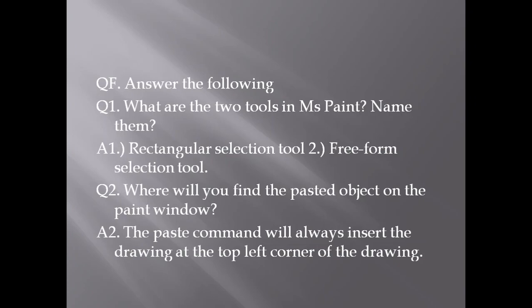Where will you find the pasted object on the Paint window? The paste command will always insert the drawing at the top left corner of the drawing area. If you remember, we made a flower. I copied one circle and did copy paste. Whenever I do paste, it will always appear on the top left corner of your drawing area, right?